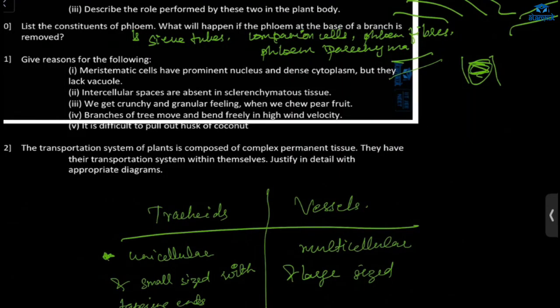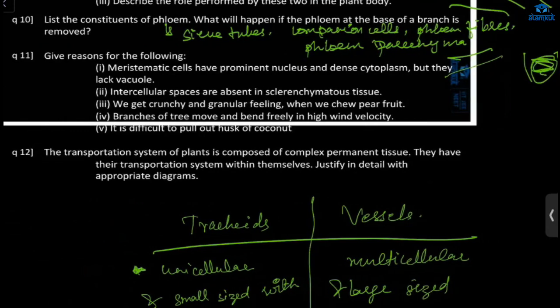Meristem cells have prominent nucleus and dense cytoplasm. Last two questions I didn't attempt in this test. I don't know. You didn't attempt this test? No, I did attempt, but the last two questions I didn't attempt.